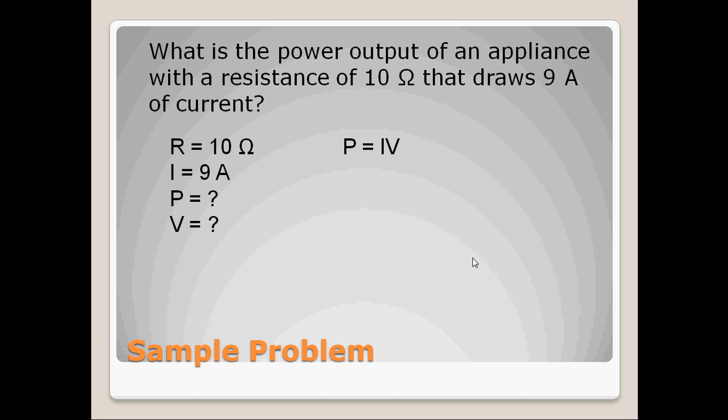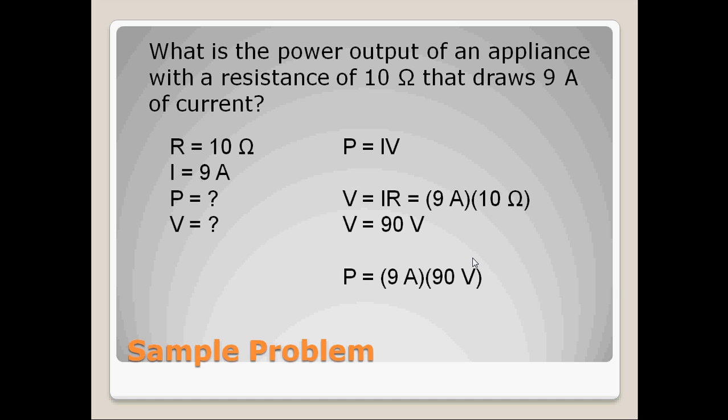But we've got Ohm's law to the rescue. So Ohm's law tells us that voltage is equal to current times resistance, both of which we know. So we determine then that the voltage is 90 volts. Now we can plug that into our power equation and determine that our device is drawing 810 watts of power. In other words, 810 joules of energy per second. Kind of a lot.